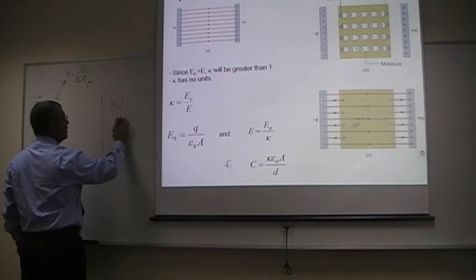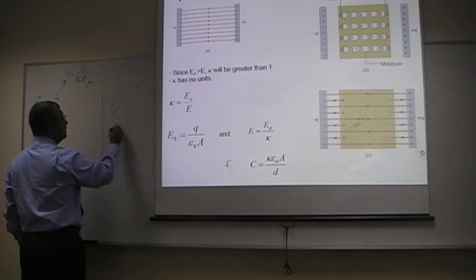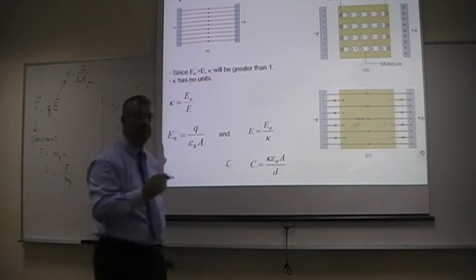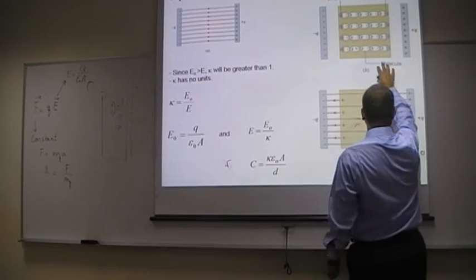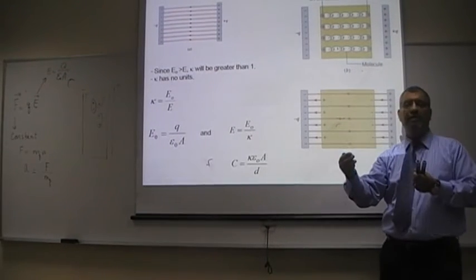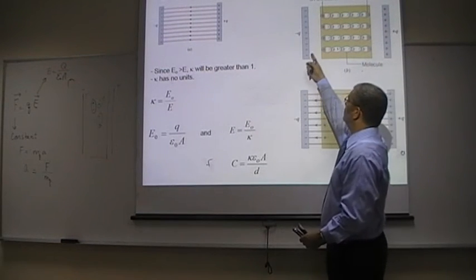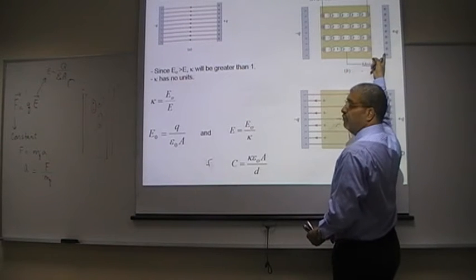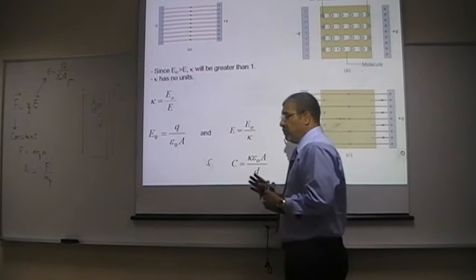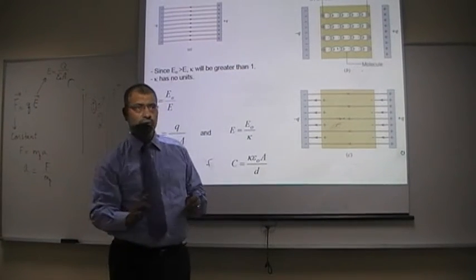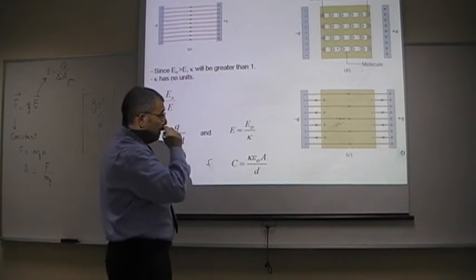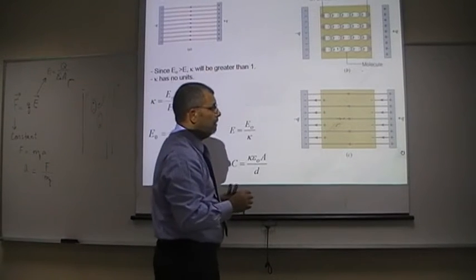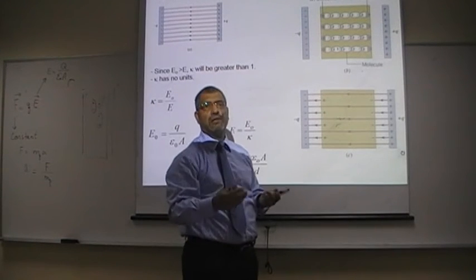They're somewhere randomly oriented, and as soon as I put them inside the capacitor, they become polarized. That means the positive will be attracted to the negative, and the negative will be attracted to the positive. So that's something that automatically happens as soon as you put in the dielectric. Now the question is, what happens to the electric field inside?